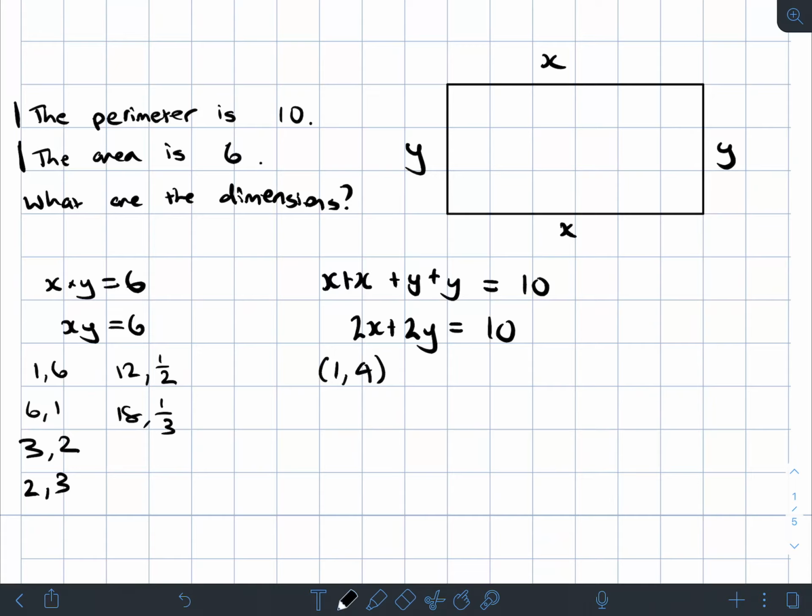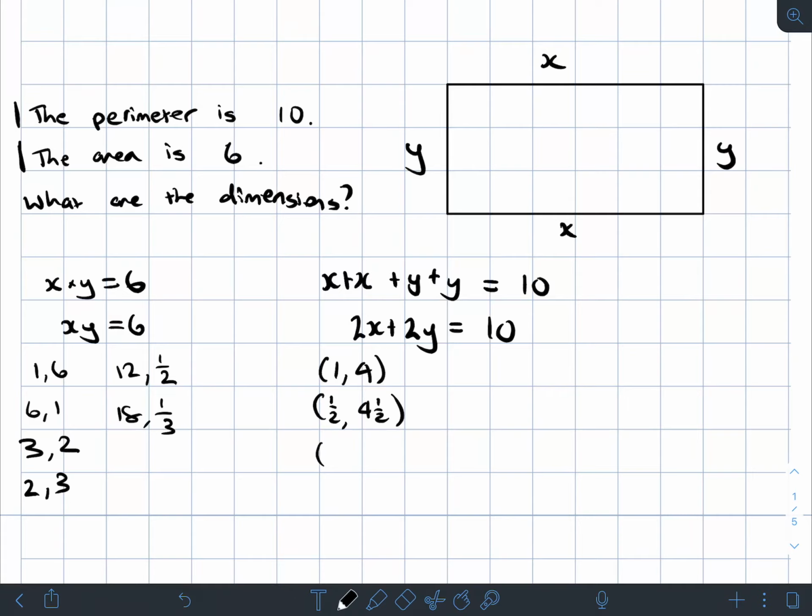What else could we have? We could have a half. Could we do a half? Yeah, we could do a half. So 2 lots of a half is 1. And then we're left with 9. And half of 9 is 4 and a half. So we've got a half there and 4 and a half. So that works too.